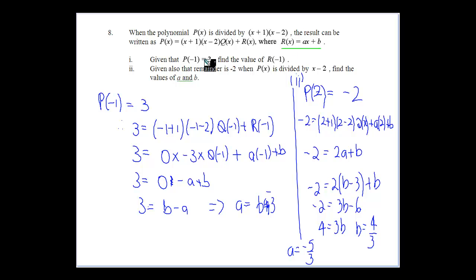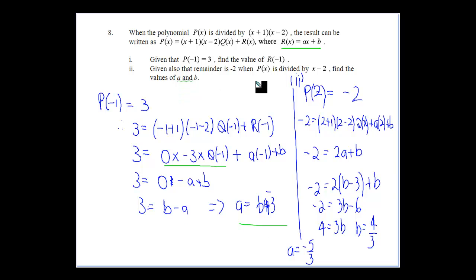So let's play with this, and given that P of minus 1 is equal to 3, what's the value of R of minus 1? So if P of minus 1 is equal to 3, we put in 3 there, we put minus 1 in here, and that gives us 0. So that whole part there is going to be equal to 0. That leaves us just our remainder of B minus A. So we get the situation that A is equal to B minus 3.